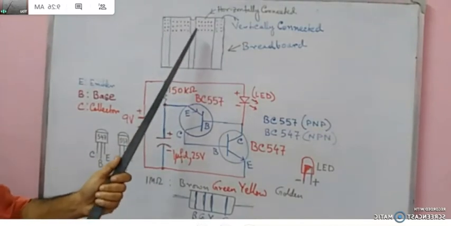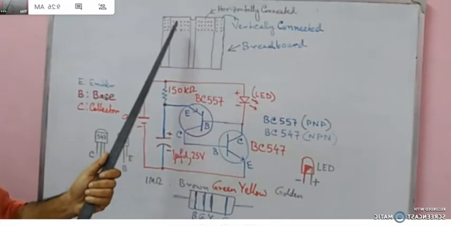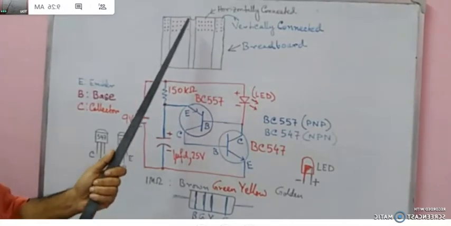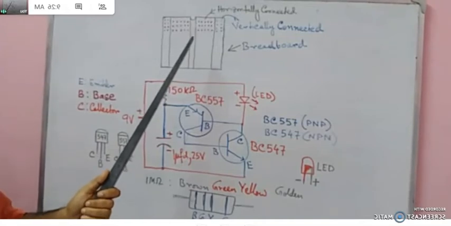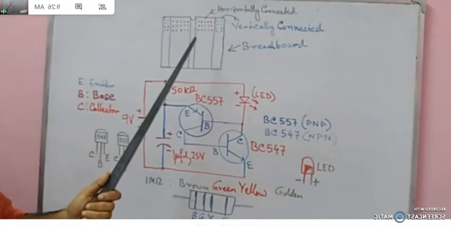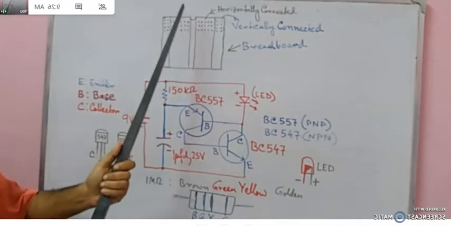Now there are different perforations. There are holes or perforations in the breadboard. Some are connected internally horizontally, and some are connected vertically. So this is the middle line. There is no perforation, no connection.